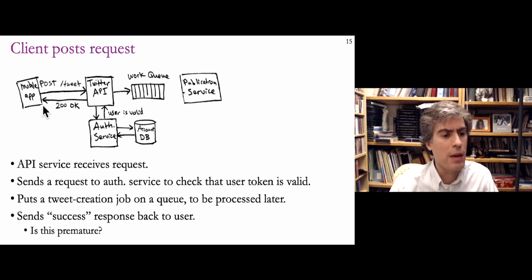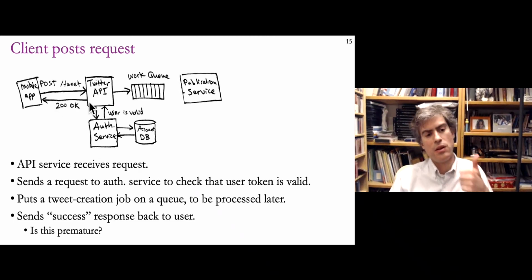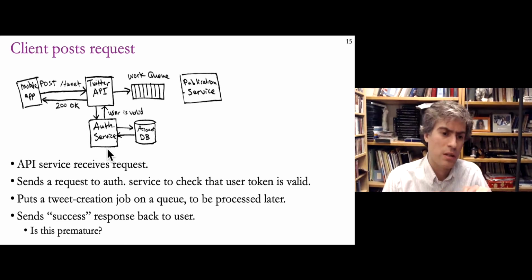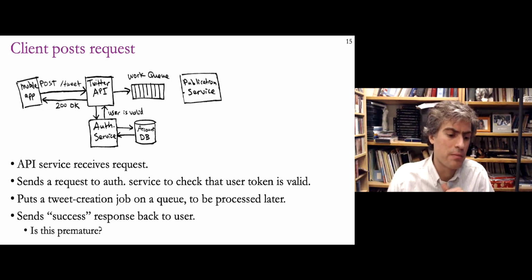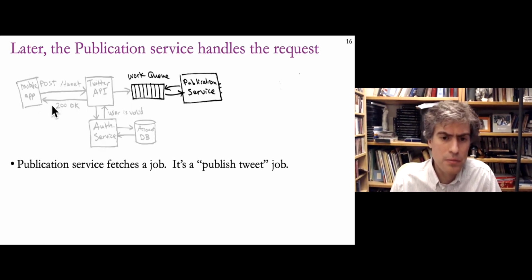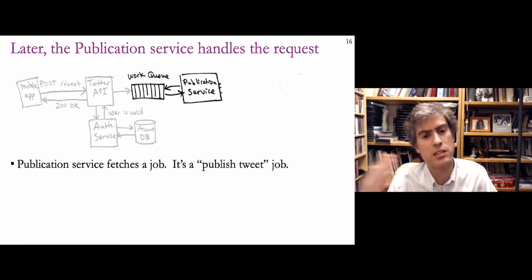Okay, so when the app gets its 200 OK, it knows a few things. It knows that it had permission. It was recognized as being a user who's allowed to tweet, basically. But that's about it. So I want to ask you, is this success response premature? Are there things that can go wrong? Maybe, but it's unlikely. And it'll be a while before we know, and that's why we decided to decouple it.